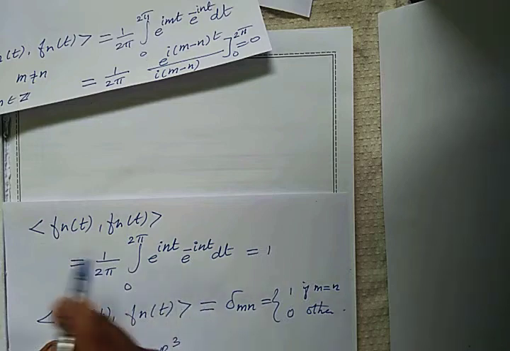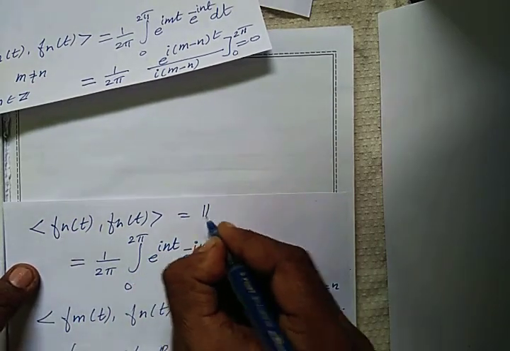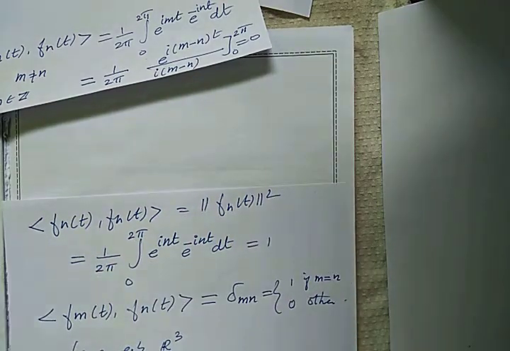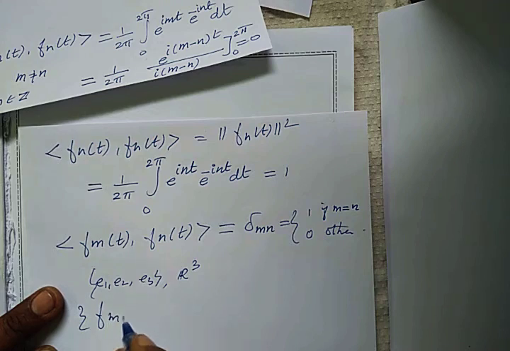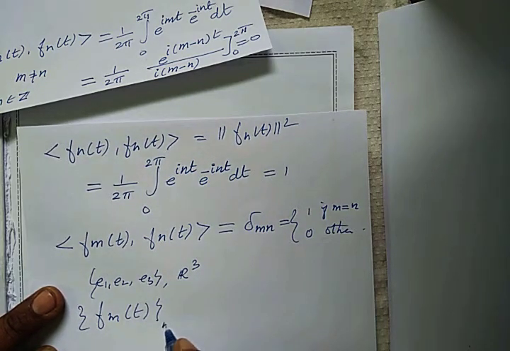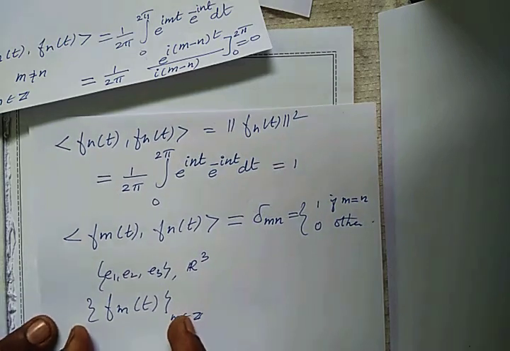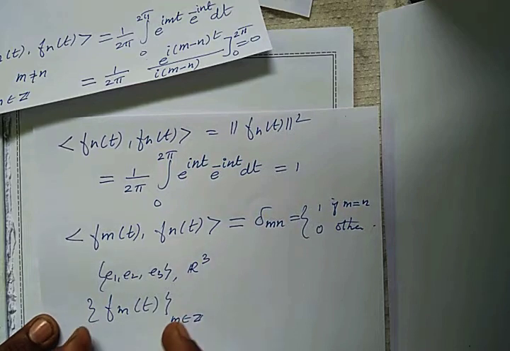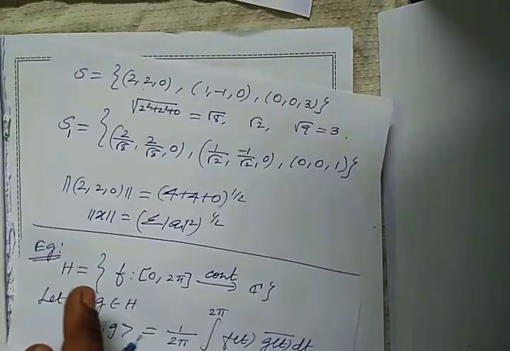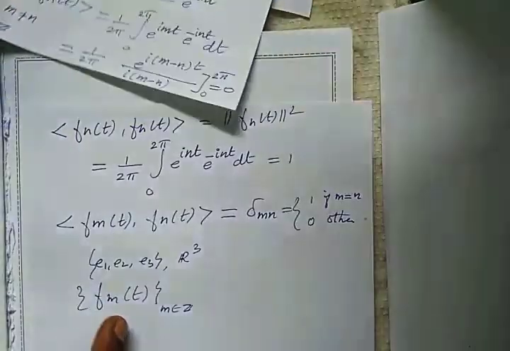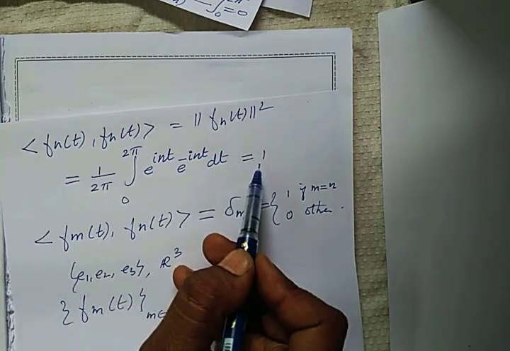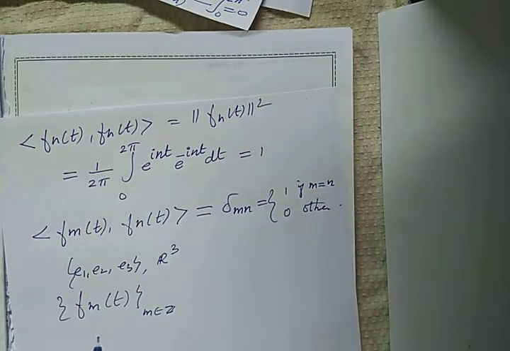So what we get is, this is equal to norm of f_n(t) the whole square, right? So the set of all f_m(t), where m belongs to Z, this is an orthonormal set for this vector space. Because these are all orthogonal to each other if m is not equal to n, and also unit vectors. So this is an orthonormal set. Moreover, this forms a basis for H.